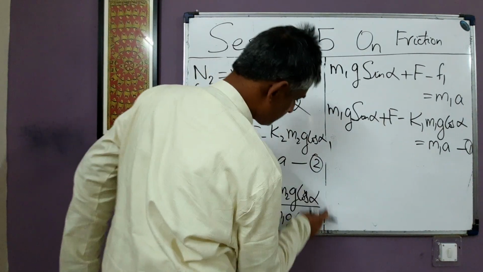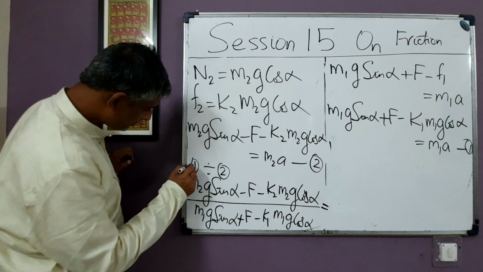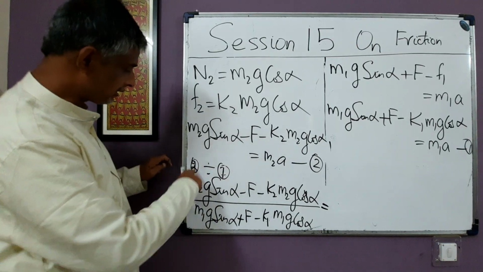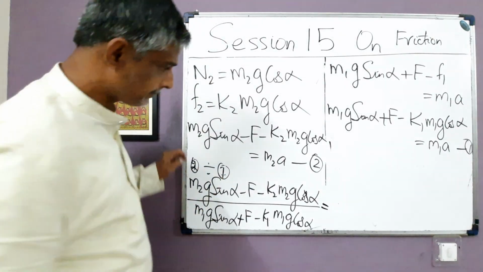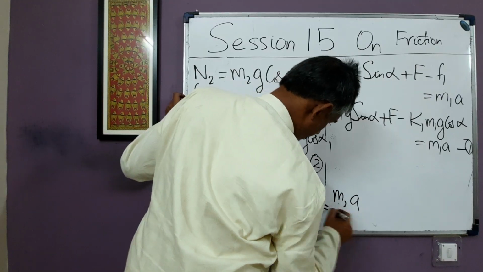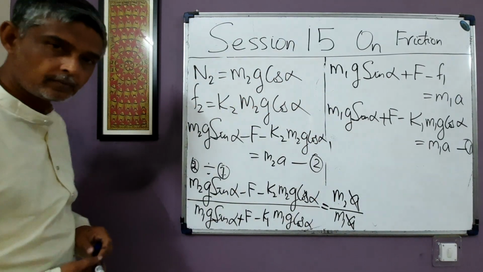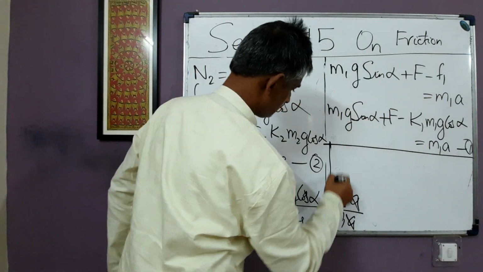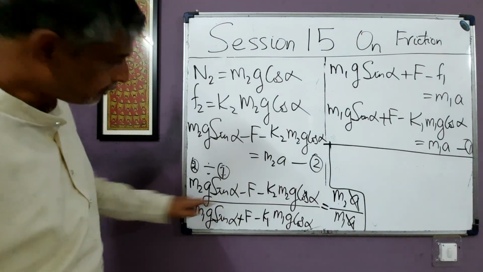When I divide, I should have written 2 here, not 1. I have mistakenly written it: it is not 1 divided by 2, it's 2 divided by 1, second equation by first. So this becomes m2a divided by m1a, and a and a cancel out. Now I cross multiply and solve this equation for F.